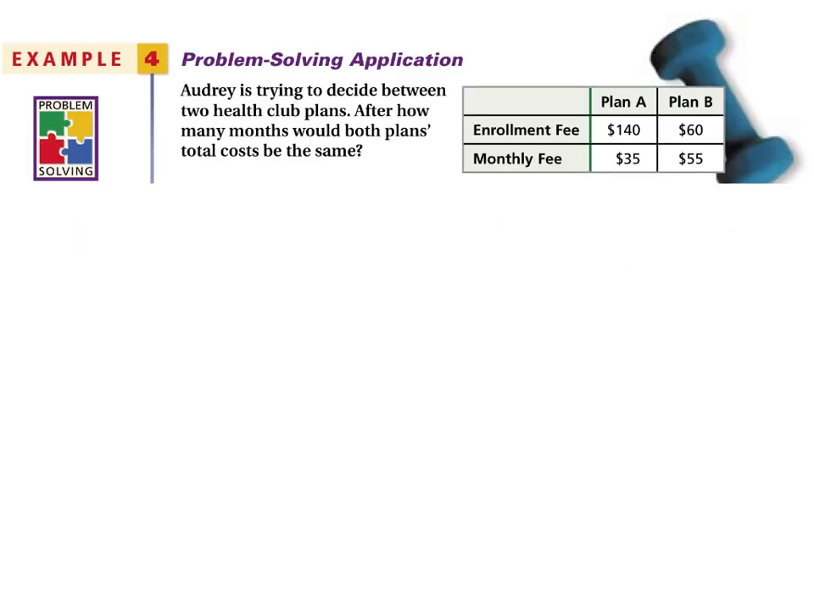In example 4, we're doing a problem-solving application. Audrey is trying to decide between two health club plans. After how many months would both plans' total cost be the same? So we have an enrollment fee and a monthly fee for plan A or B. I'm hoping, which I know you've done in the past with systems, plan A would have a fee of $35 per month plus an enrollment fee of $140. And that's going to give me equals y.